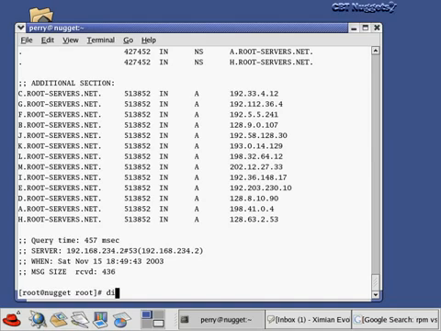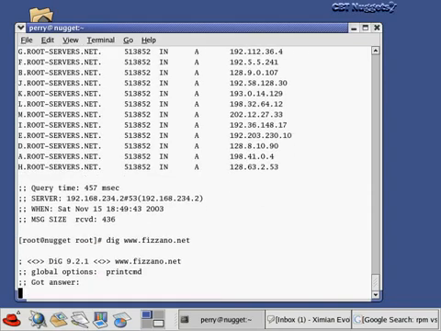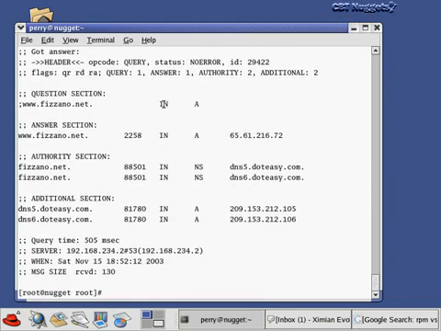Another thing that we can do with Dig is look up a particular domain name. So here I can just type in www.fasano.net, which is my personal homepage. So I'm going to hit enter here, and this is going to come up with some information. Again, it says one query, and it got one answer. The answer that it got said that www.fasano.net is this IP address.